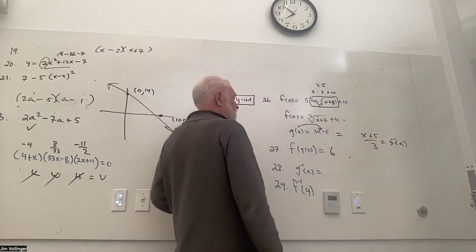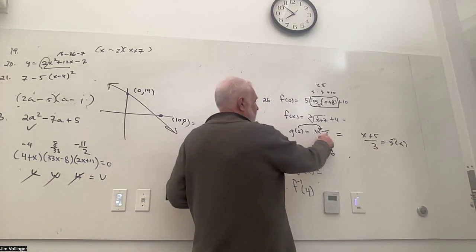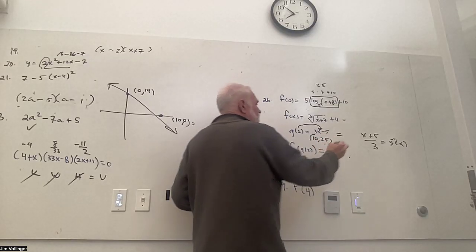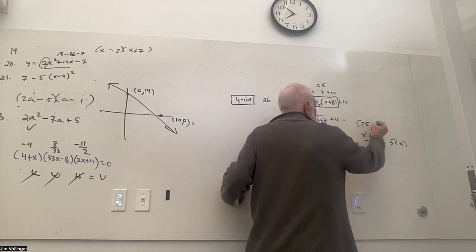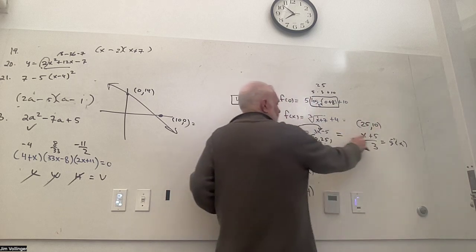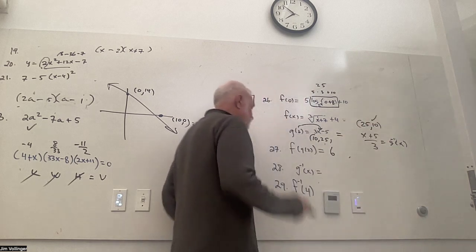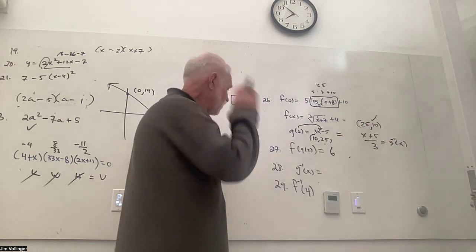Let's check your inverse. Let's plug 10 in. 3 times 10 is 30, minus 5 is 25. 10 gets me 25. And 25 gets me 10 over here: 25 plus 5 is 30, divided by 3 is 10. That's the inverse.